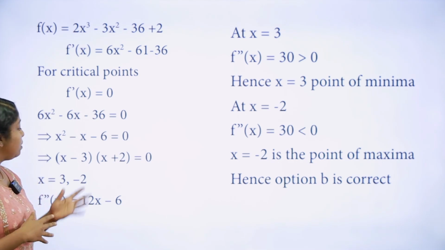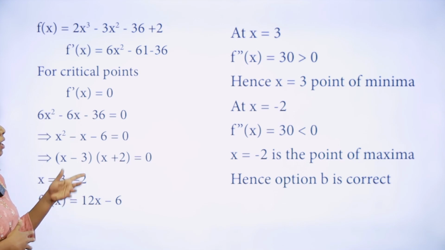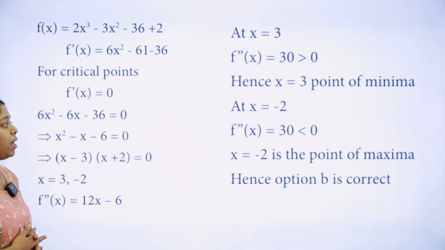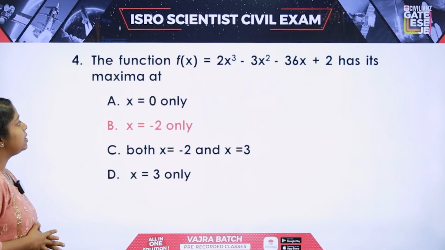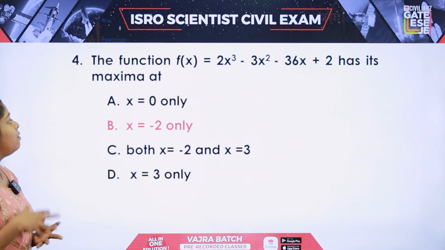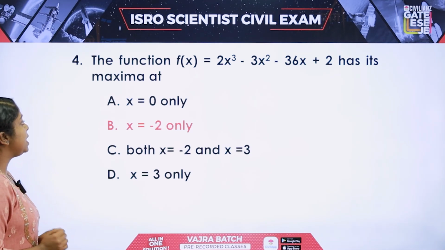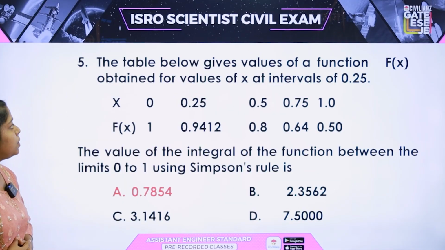So from the two values of x, which are 3 and minus 2, we are able to find out that x is equal to 3 will give us the point of minima, and x is equal to minus 2 will give the point of maxima. So the answer is that this function will have a maxima at x is equal to minus 2 only. So option B is the correct answer. Let's move on to the next question.